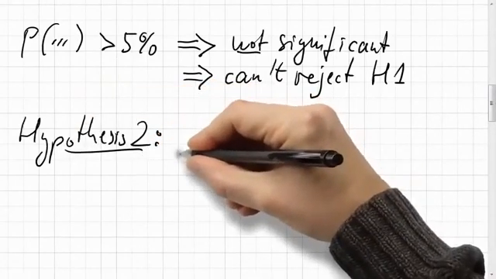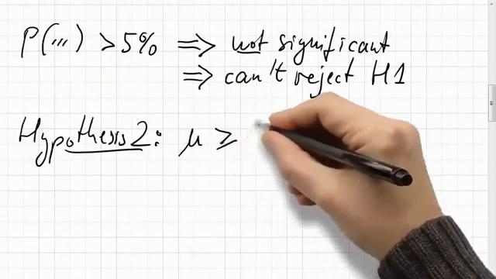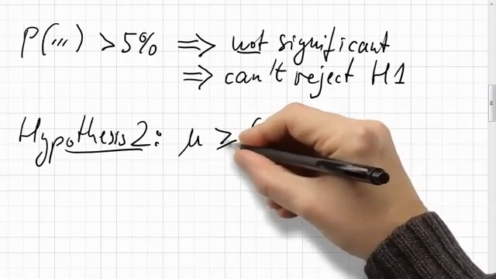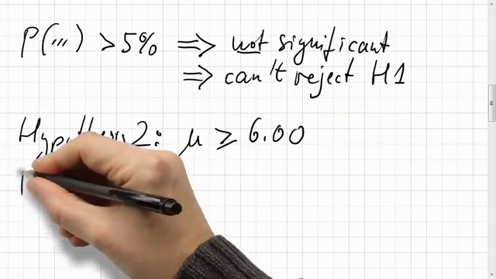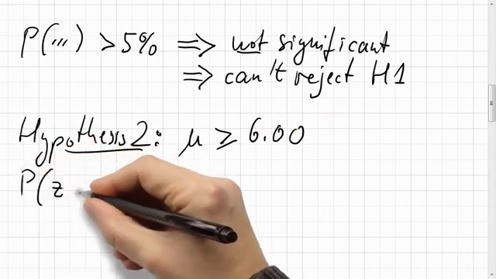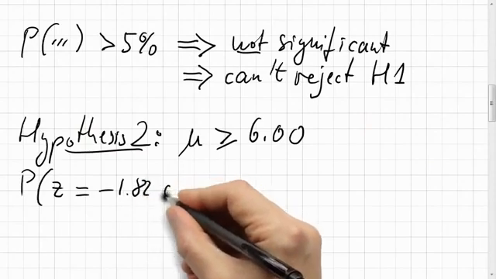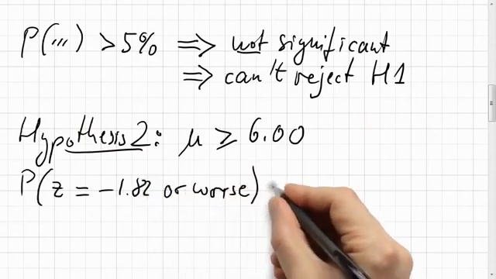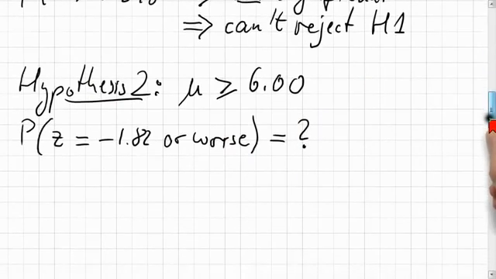This hypothesis says the expected value, mu, is larger than or equal to 6.00. So the equal sign has changed to a larger than or equal. The approach is the same. Let's compute the probability of z being minus 1.82 or worse. But the meaning of worse has changed in a subtle manner, because the distribution now is different.